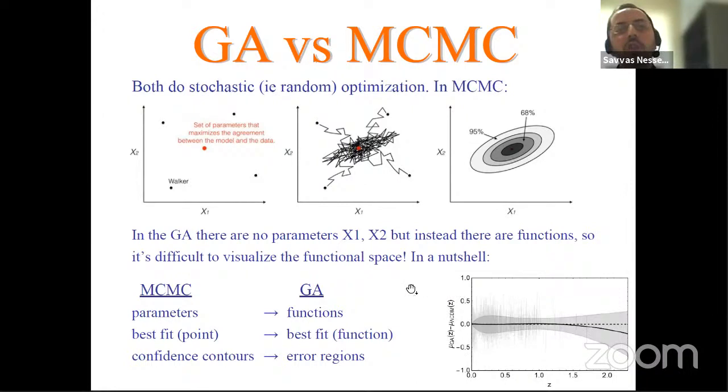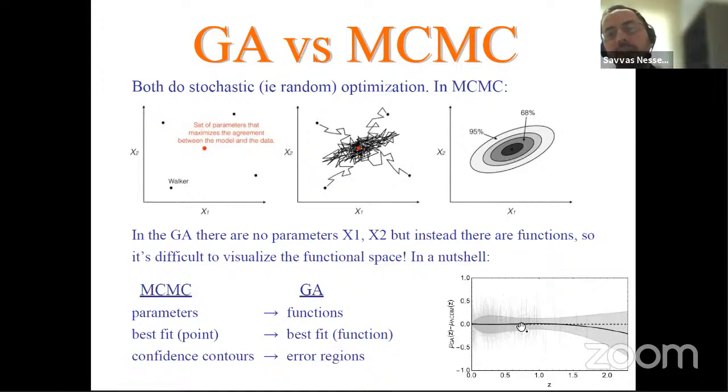If we want to make a dictionary between Monte Carlos and the genetic algorithms to translate from one to the other: in the Monte Carlos, you have parameters. In the GA, you have functions. In the MCMCs, you have best fits, which correspond to a point. Here you have best fit functions, which correspond to a line. So for example, here I'm showing the distance modulus of supernova as it has been reconstructed by the genetic algorithm. I will show some more details later.